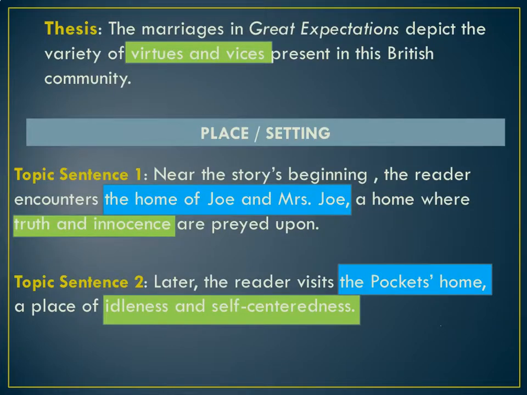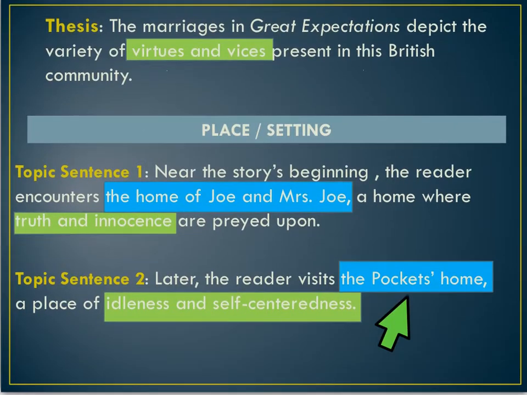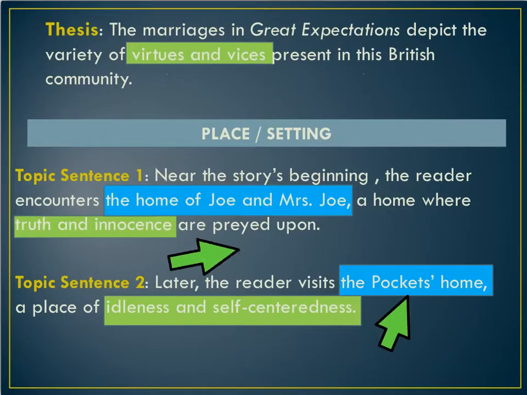So if you look at our example topic sentences here, what you'll notice is that this blue language, the writer has decided to organize their examples according to very particular locations. So the evidence in the first body paragraph is organized according to the home of Joe and Mrs. Joe in Great Expectations. In the second body paragraph, it's organized according to the Pockets' home.